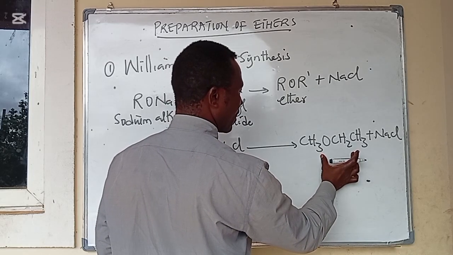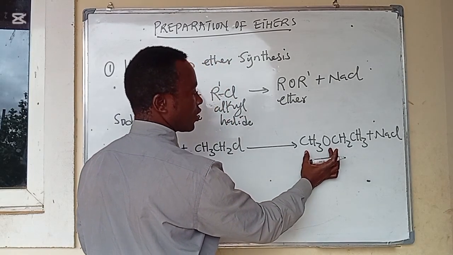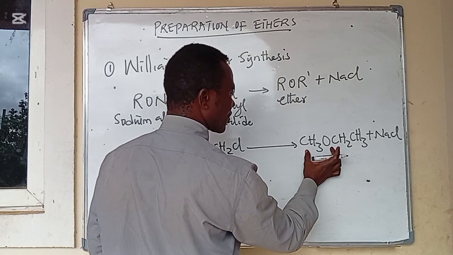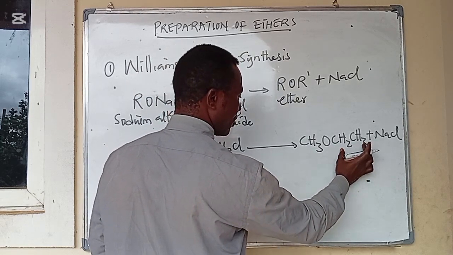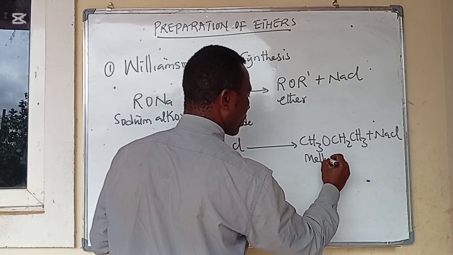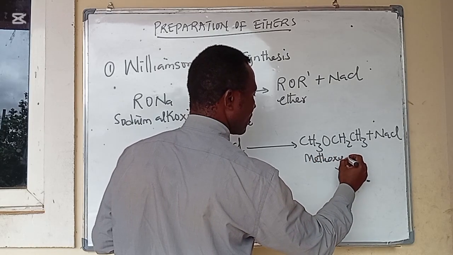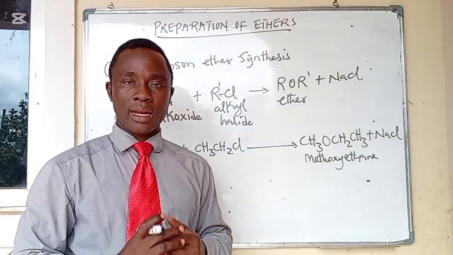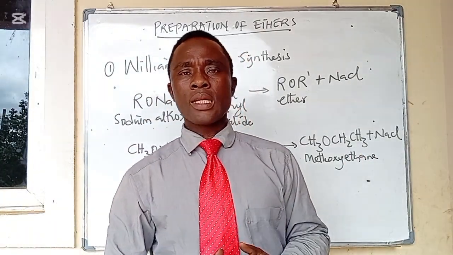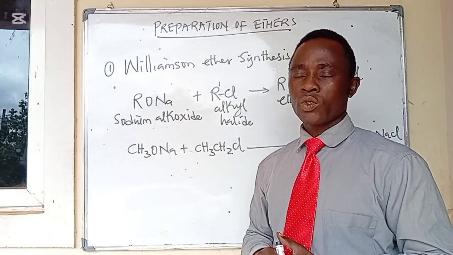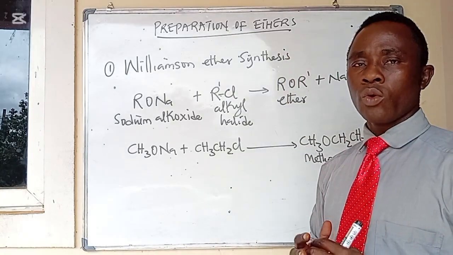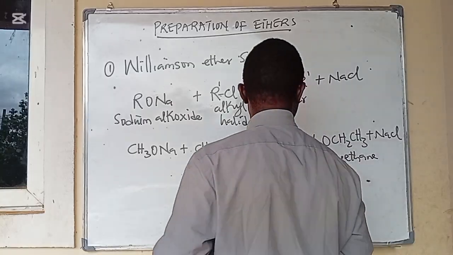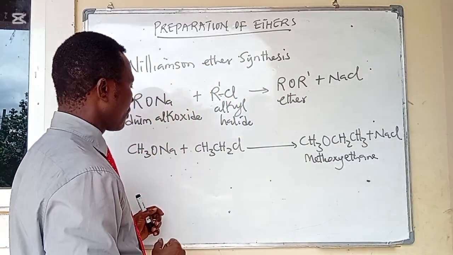Now what's the name of this ether? Remember, ethers are named as alkoxy-alkane. So this is methoxy-ethane. Remember, I have done a class on nomenclature of ethers. So you can go and look for the video to learn more about the nomenclature of ether.